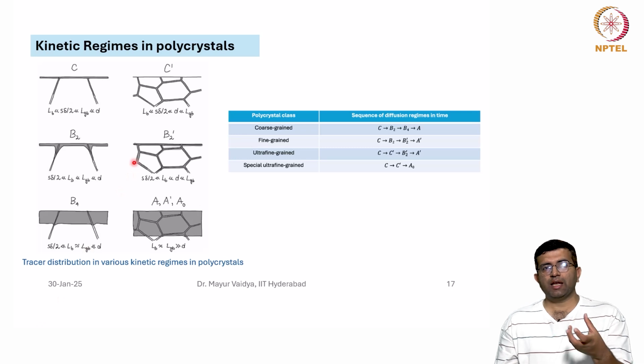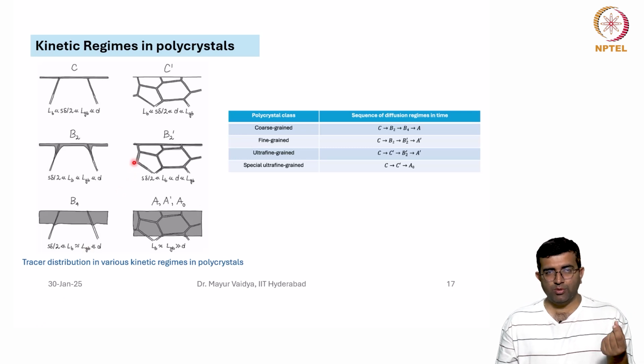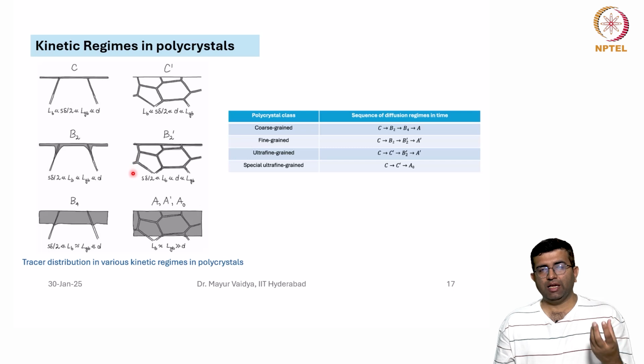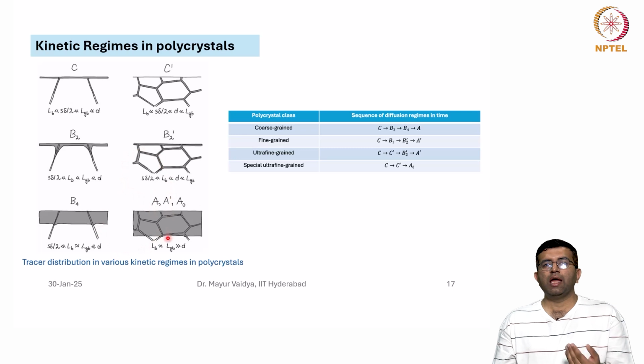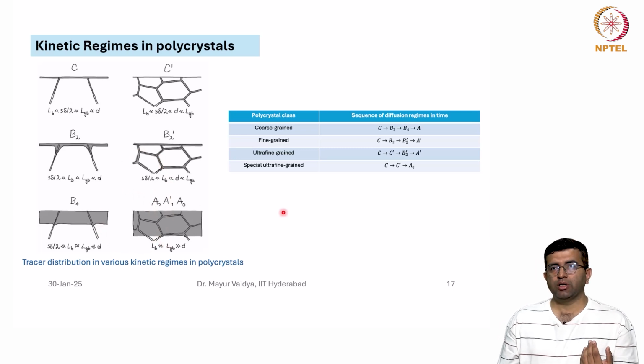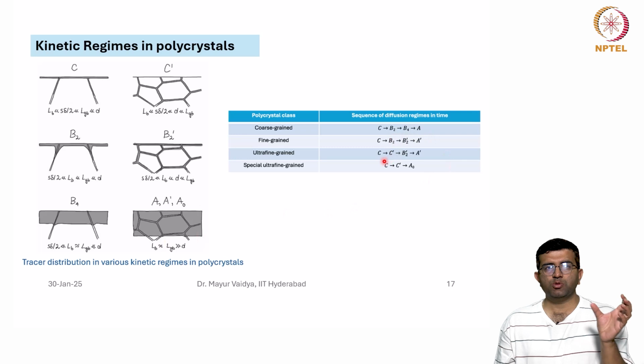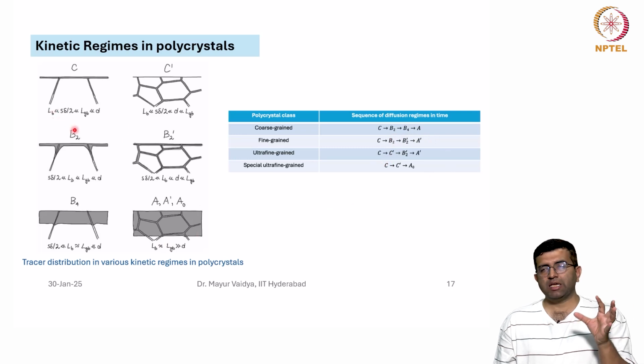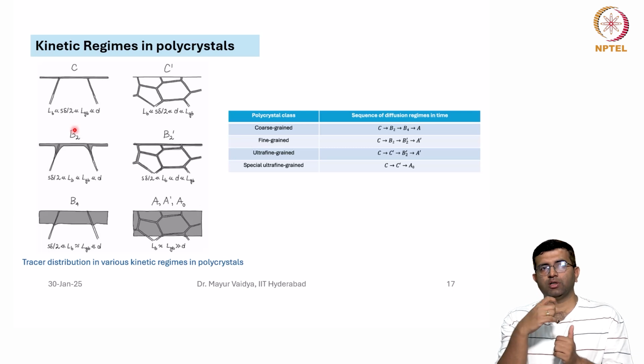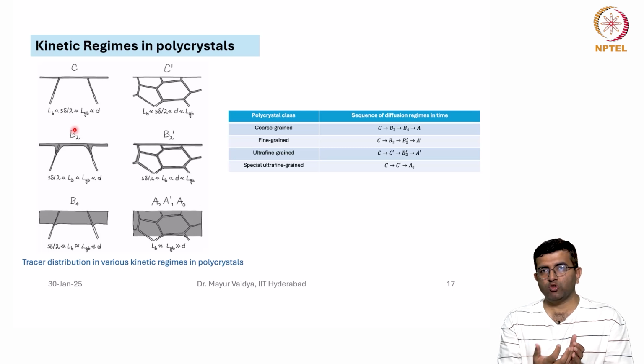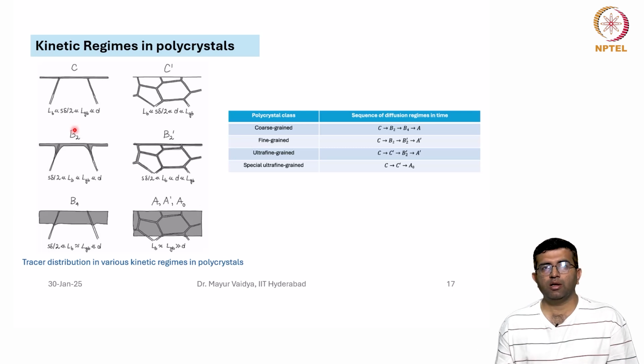We also saw these kinetic regimes later when we talked about the nanomaterials or the very fine grained, ultra fine grained polycrystals, where these kinetic regimes evolve as a function of time at a given temperature. So the various kinetic regimes are distinguished by the parameters, basically the relative values of the grain boundary diffusion length, grain size, or the bulk diffusion length, and so on. So we discussed that in nanocrystalline materials, this can evolve with time.